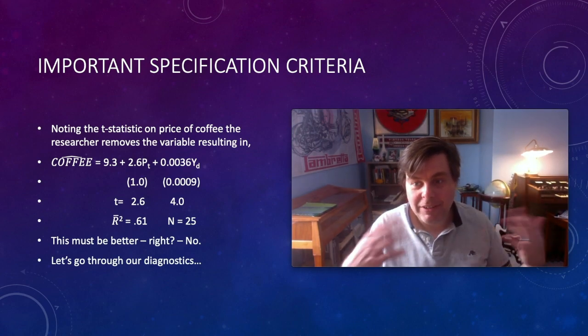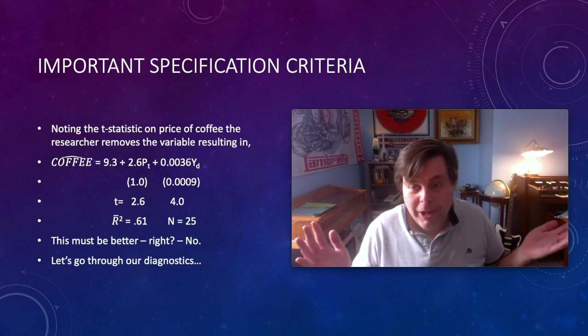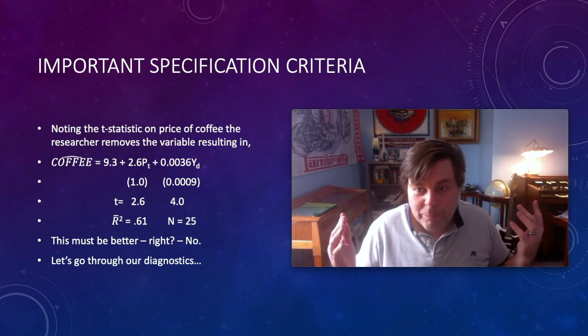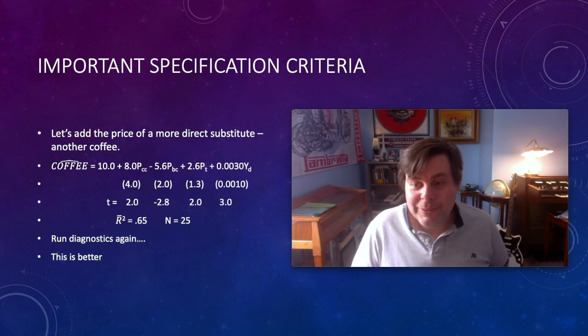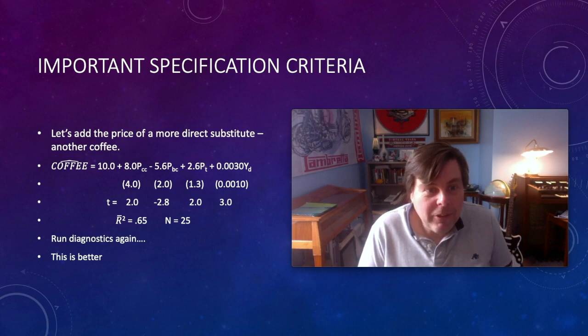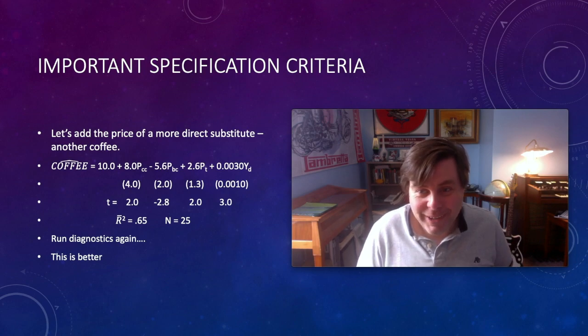So we can't just leave it at this. Maybe it turns out that this is right, but definitely we need to do more work to figure out what's going on here. So let's say we think about this a little bit, and oh my gosh, maybe there are different kinds of coffees. Before we had a substitute good. Maybe we didn't include all the substitutes that we should have.